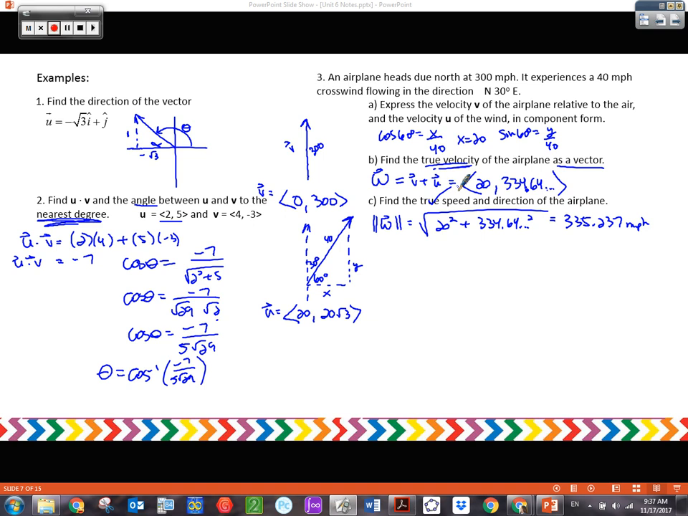So the last piece of information that they want from us is the true direction. Okay, so what I would recommend, this is our resultant vector. Right, this is the resultant. I would recommend that you just graph the resultant and work with the resultant vector. So we're over 20. Let's see. So here's my resultant vector. That's 20, and this is 334.64, etc.